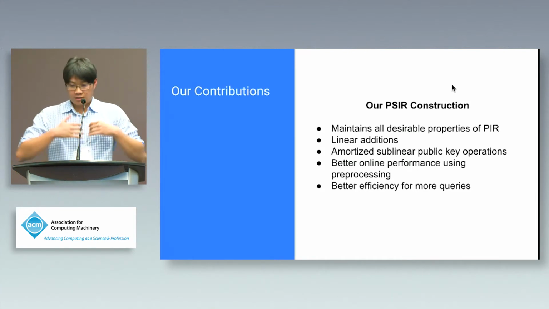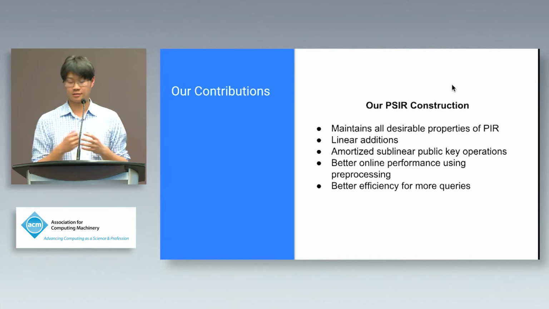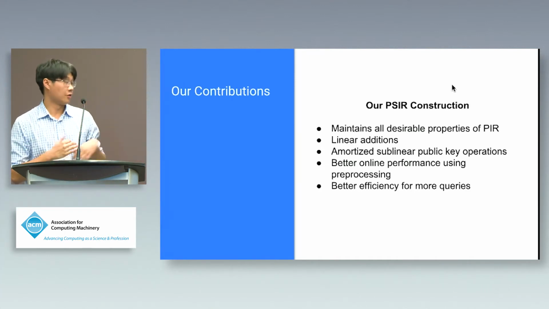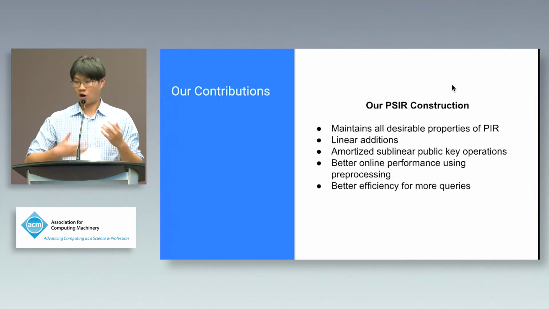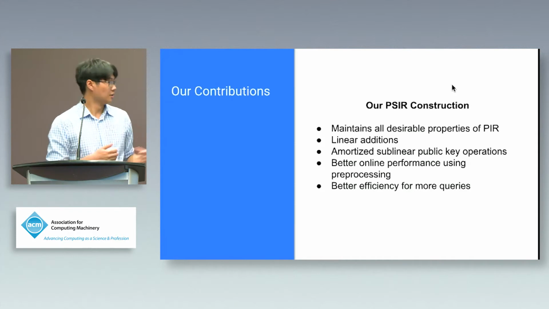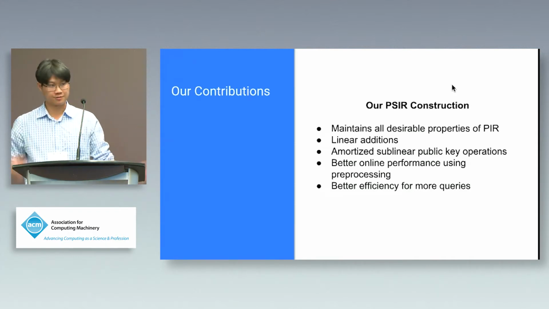And we get these sublinear public key operations, right? So we don't get sublinear operations in general, but public key operations typically dominate the computation and bandwidth costs. We also get other cool things, like we get better online costs due to preprocessing that previous PIRs couldn't do, and we essentially get better efficiency in general, even if you consider the amortized costs. All right, thanks for listening.